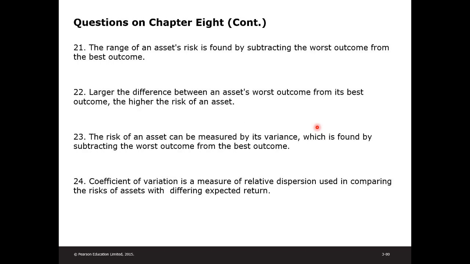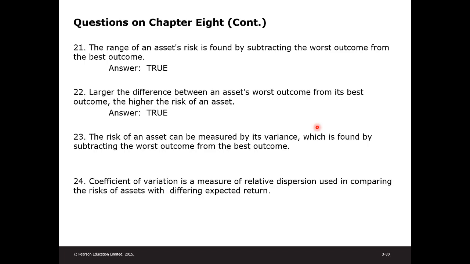The range of an asset's risk is found by subtracting the worst outcome from the best outcome. Okay, this is true about the range. The larger the difference between an asset's worst outcome and its best outcome, the higher the risk of an asset. Yes, that's true. The higher the range, the higher the risk of the asset.